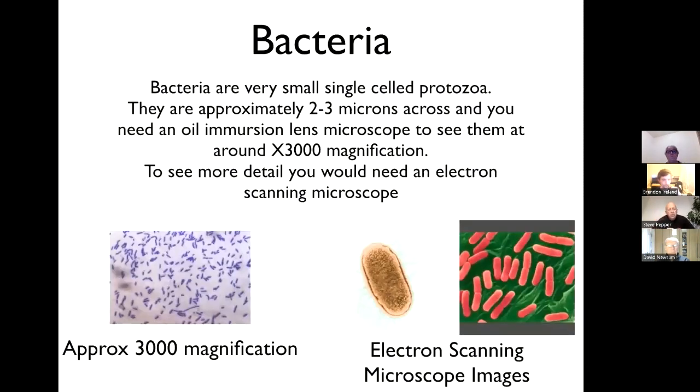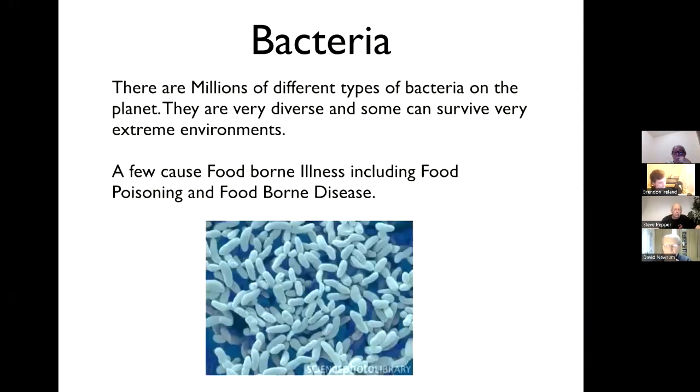Bacteria are very small single-cell protozoa. That's the animal kingdom, rather than yeast, which is vegetable kingdom. They're approximately 2 to 3 microns across, and you need either an oil immersion lens microscope to see them at around 3,000 magnification, which is on the bottom left of the screen, or if you need more detail, you need something like an electron scanning microscope. Although those are in colour, the electron scanning microscope doesn't put them in colour, those are computer generated images.